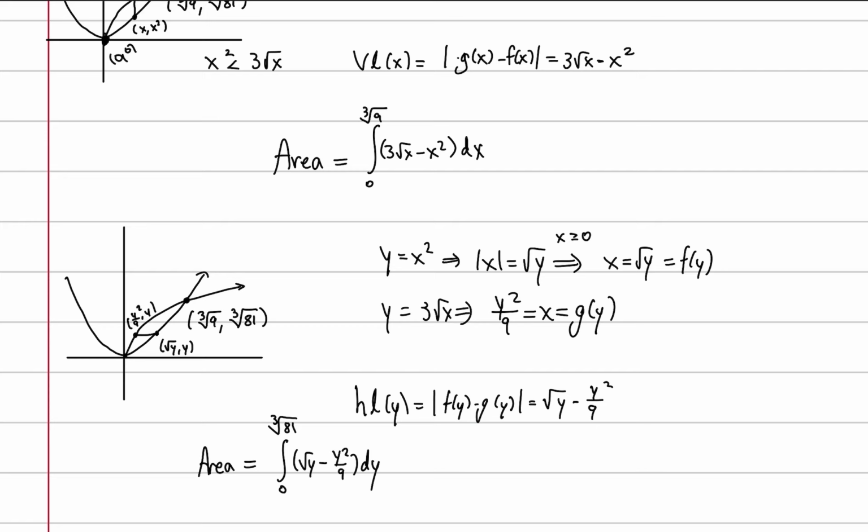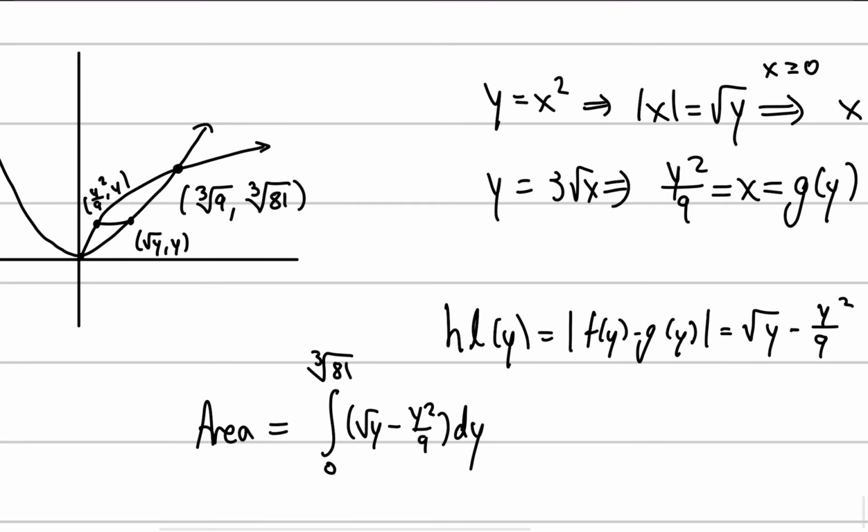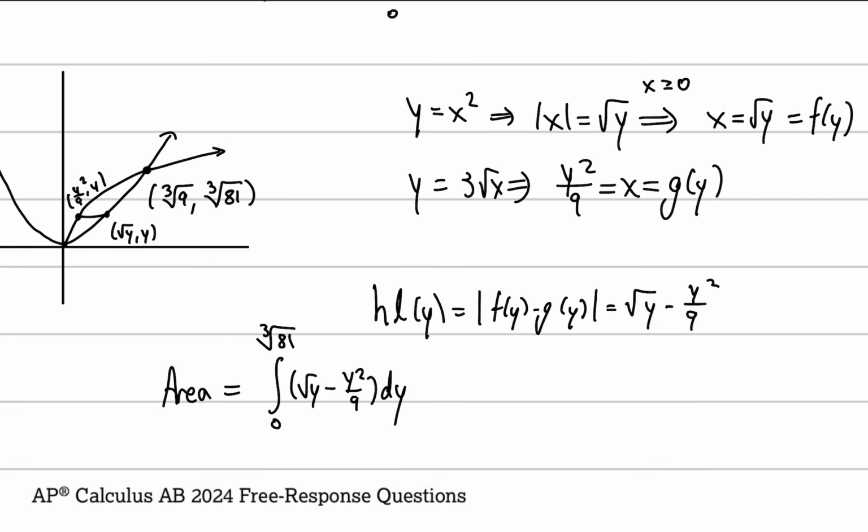So here we need to focus with respect to the y-axis, right? So this point is x comma y, which is the square root of y comma y, and this point is again x comma y, which is y squared over 9 comma y. Now, which one is above which one? So the square root of y is greater than y squared over 9, right? You should be able to see that because it's to the right, so it's greater. So we're going to say that our horizontal length is the square root of y minus y squared over 9.